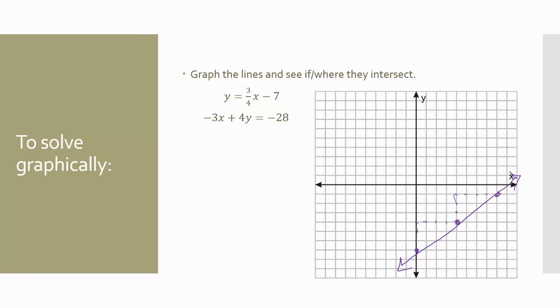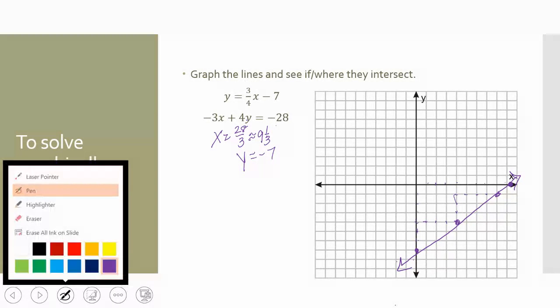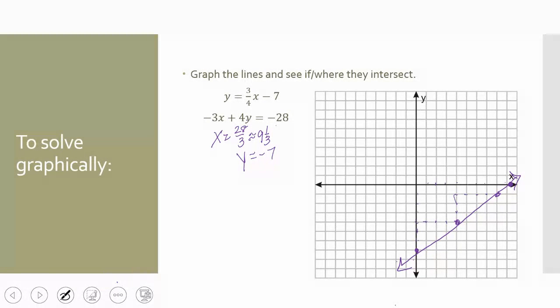My second here is in standard form, so I'm going to find my intercepts. My x-intercept is at 28/3, which is approximately 9 1/3. 1, 2, 3, 4, 5. So right about there. And then my y-intercept is going to be at -7. Probably should have done this in a different color. Let me switch real quick and do a green. Here we go. There's my green, and then -7.